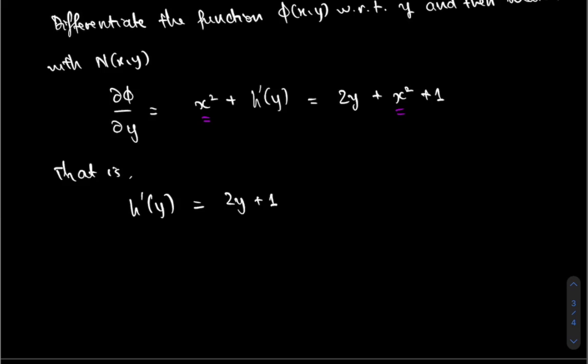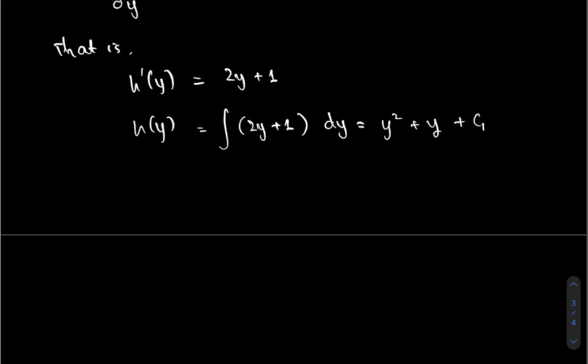And h of y is a function that depends on y only. So therefore, you can integrate both sides of this equation to obtain h of y. So I have h of y equal to the integral of 2y plus 1 dy. Now this is another basic integral problem. The antiderivative of 2y dy becomes y squared. The antiderivative of 1 dy is y, so you have plus y, and don't forget to add a constant at the end because this is an indefinite integral. So you have plus c1 at the end.